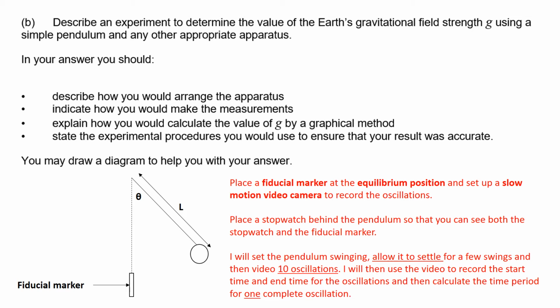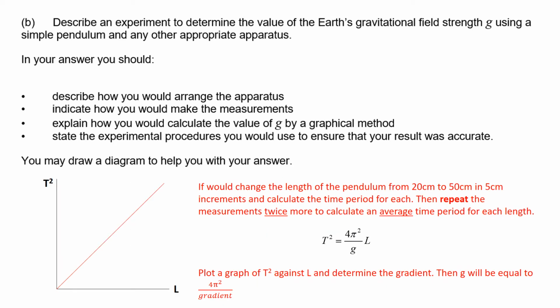And then I would video 10 complete oscillations. And by watching the video back, I'd pick up the start time and the end time for the oscillations and calculate the time period for one complete oscillation. So that's how I would take one measurement, and those are some of the strategies I would use to ensure it was accurate. Okay, so let's now look at how we would carry out the rest.